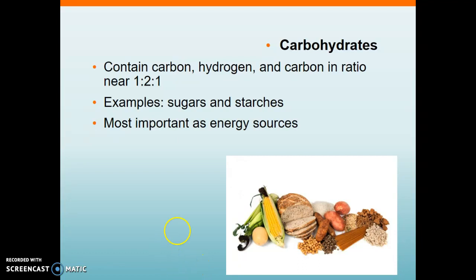Carbohydrates are the first nutrients we're going to talk about. Carbo refers to carbon. Hydrate refers to water. It contains carbon, hydrogen, and oxygen, right there, in a ratio of 1 to 2 to 1. 1 carbon to 2 hydrogens to 1 oxygen. So the 2 hydrogen and the 1 oxygen refers to the hydrate or water, carbohydrate. And examples are sugars and starches. And these are important energy sources in our body.